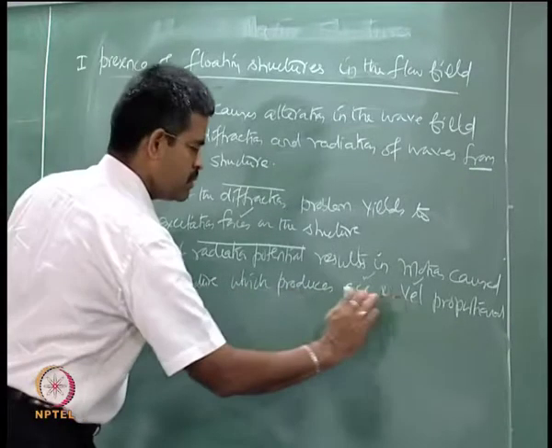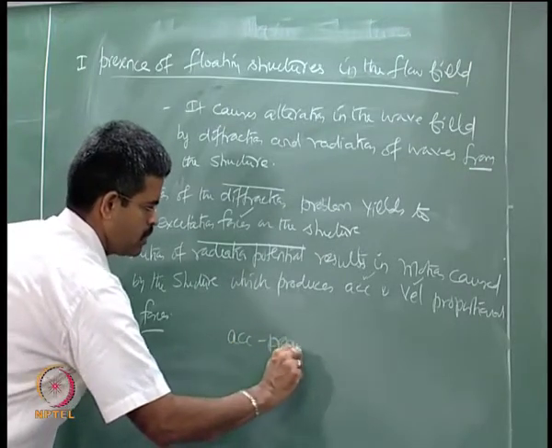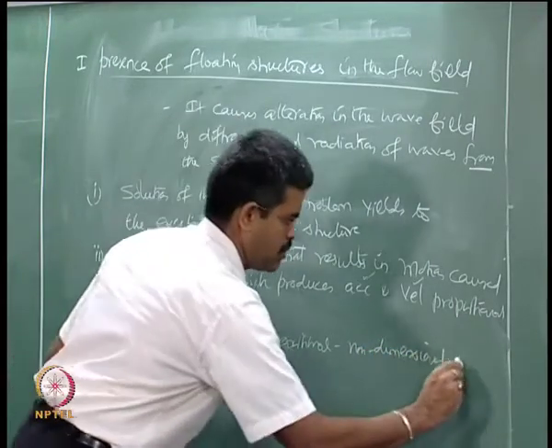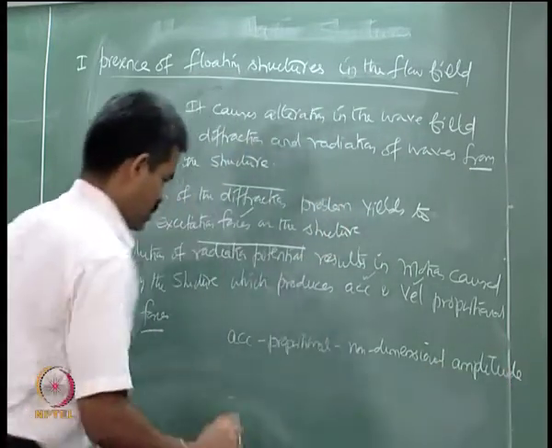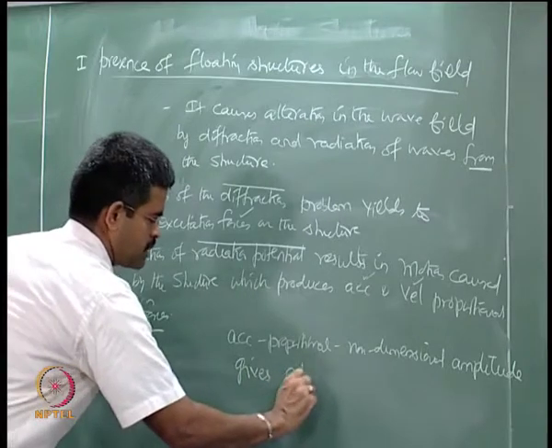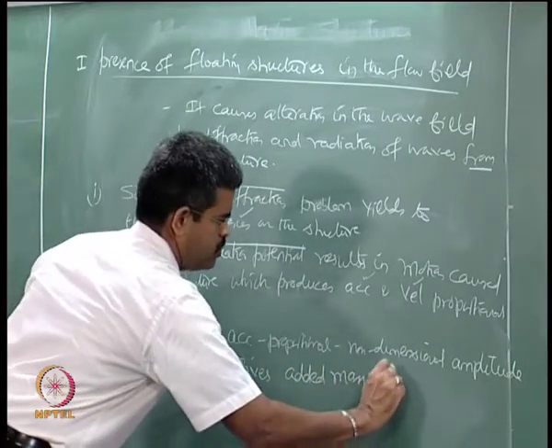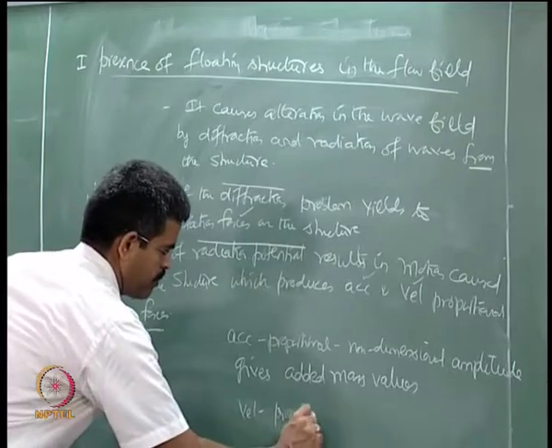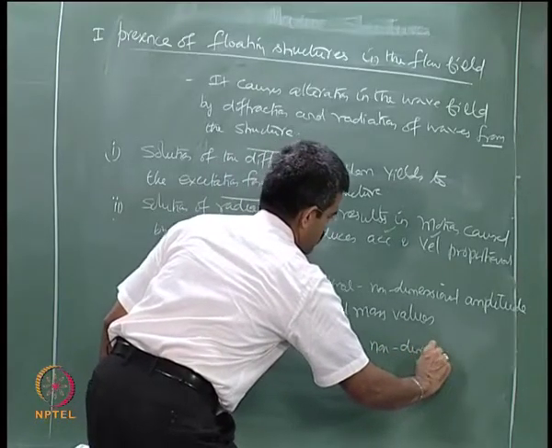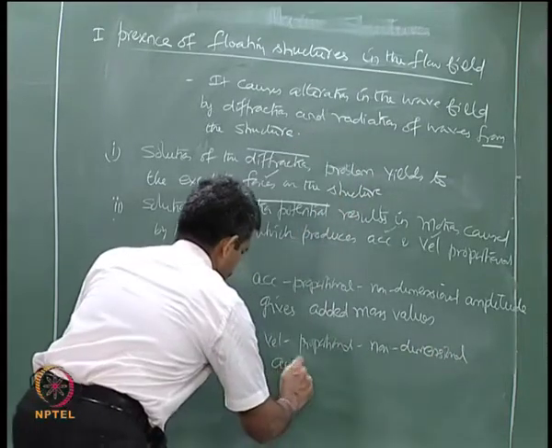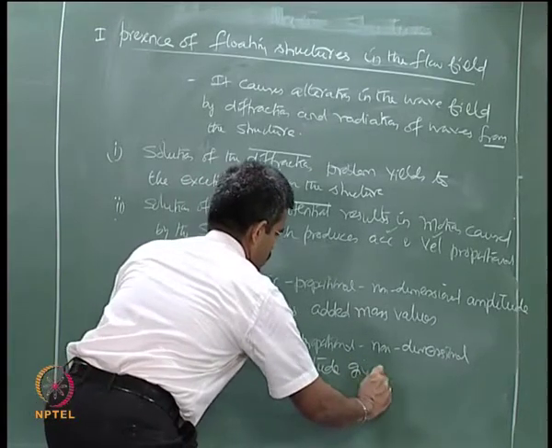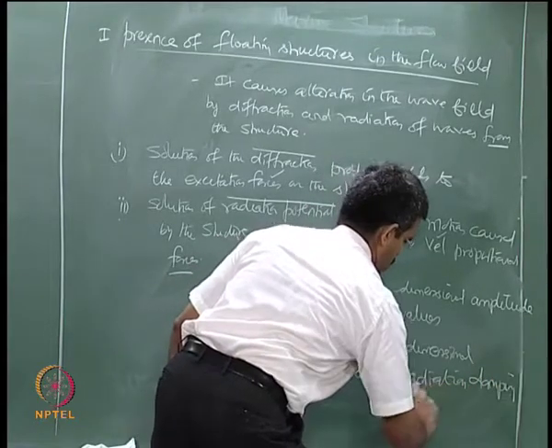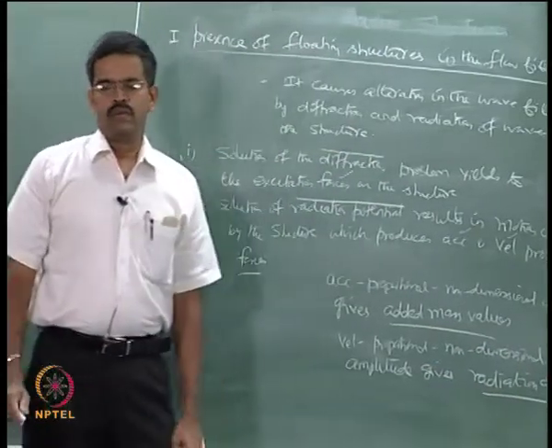Now, in these two components, the acceleration proportional non-dimensional amplitude gives added mass values and the velocity proportional non-dimensional amplitude gives radiation damping.